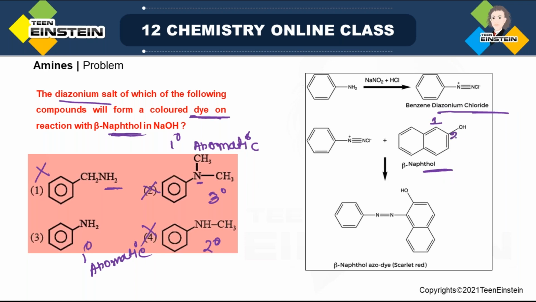These are the positions of naphthalene. The 2 position is also called beta. So 1 position is called alpha, 2 position beta. At the beta position you have OH. You can also call it 2-naphthol, but mostly it is called beta-naphthol.